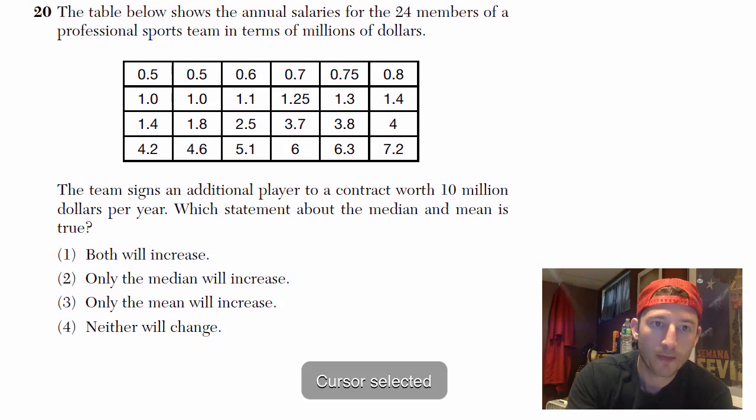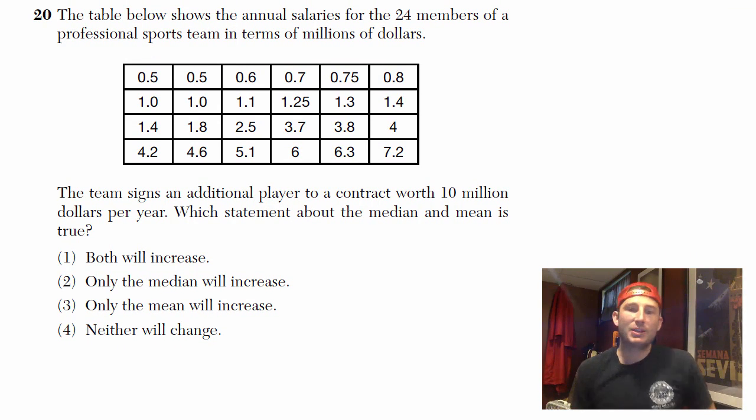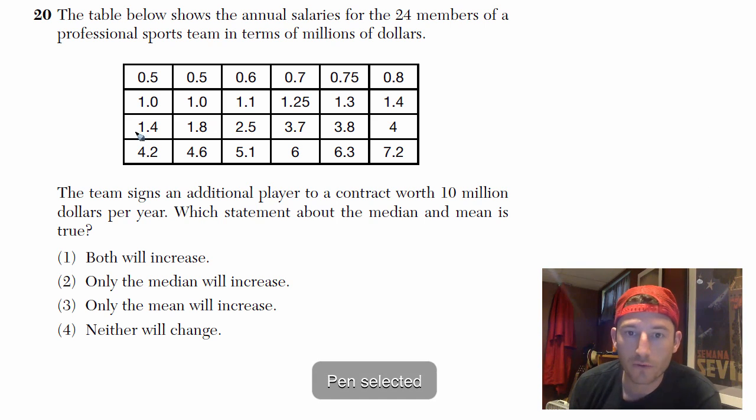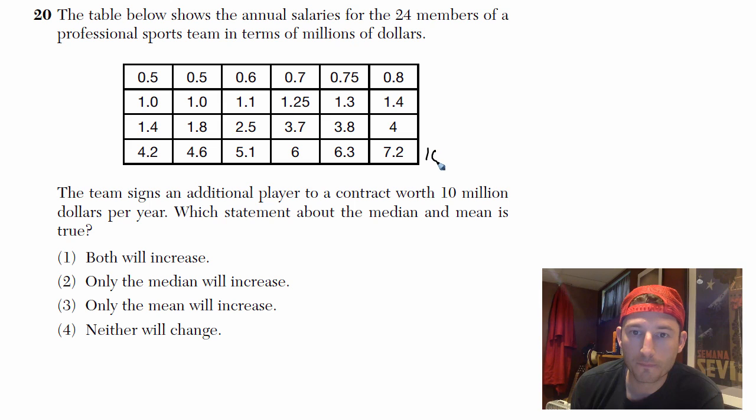Number 20. The table below shows the annual salaries for the 24 members of a professional sports team in terms of millions of dollars. Okay, let me take a second to digest this. The team signs an additional player to a contract worth $10 million per year. So that guy, who's that lucky guy who's making $10 million, is going over here. Right, $10.0 million. Which statement about the median and the mean is true?